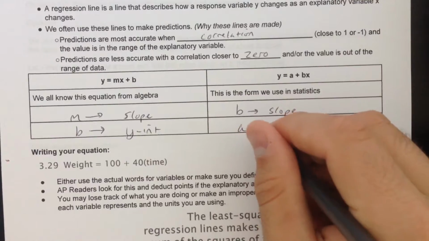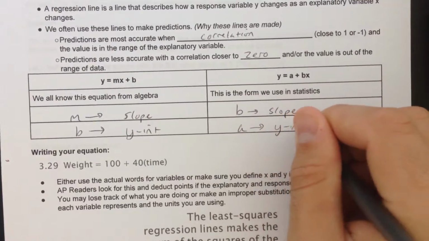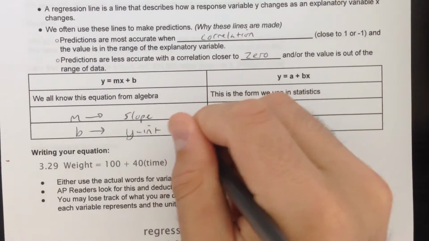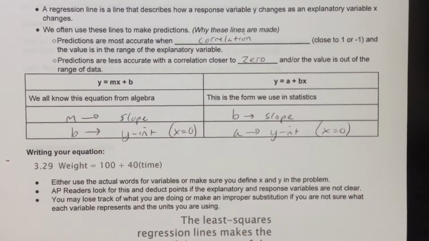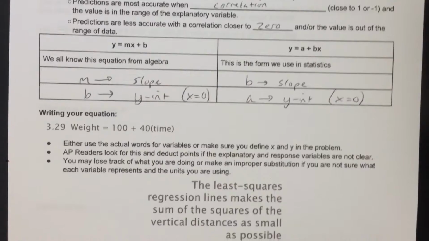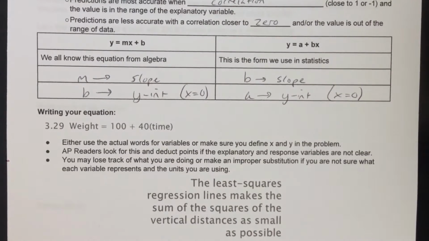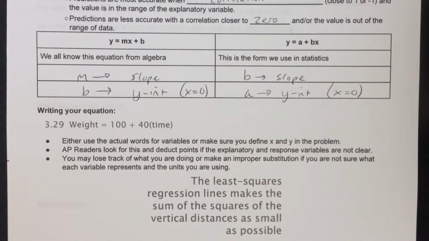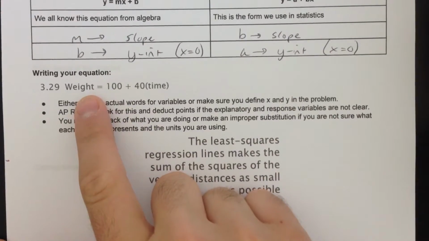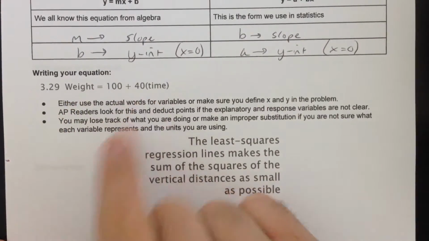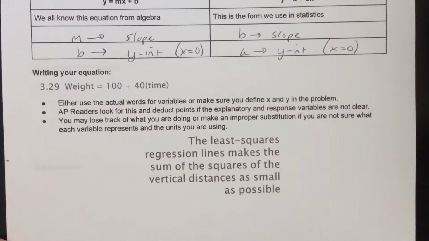So b is going to be your slope. a is going to be your y-intercept. Remember, your y-intercept occurs when x is 0. So we're going to be switching around the order here in statistics class compared to an algebra class, but the math itself does not change. Writing your equation, you might see the variables actually written out in words in the equation. That's no big deal. It's pretty standard.